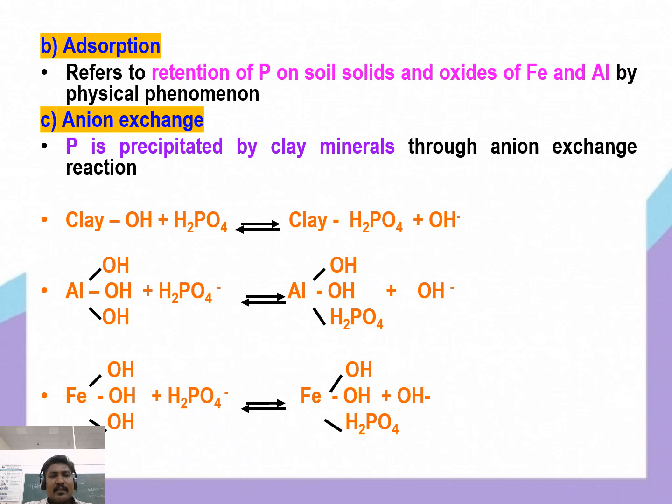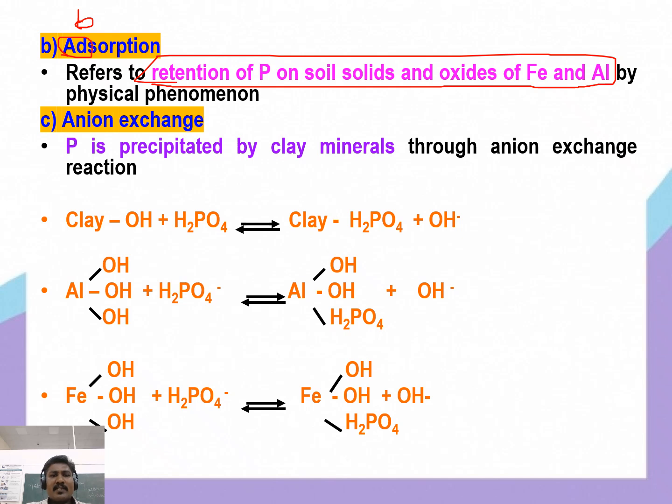Then adsorption. There is a difference between adsorption and absorption. Absorption means completely sink, completely reacted by chemical means. Whereas adsorption, ad means on the surface alone, where only physical interaction takes place. So it refers to retention of phosphorus on soil solids and oxides of iron and aluminum. Just a retention of phosphorus. Phosphorus is just sticking on the surface of oxides of iron and aluminum.